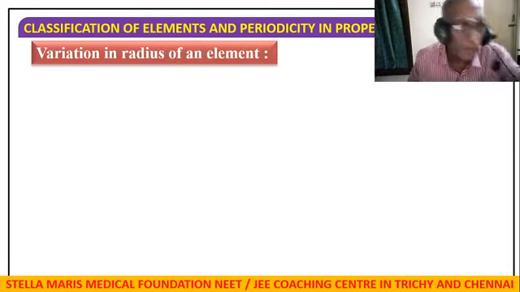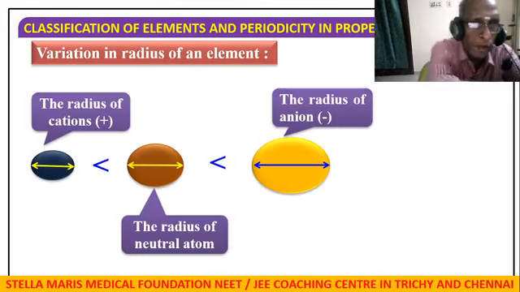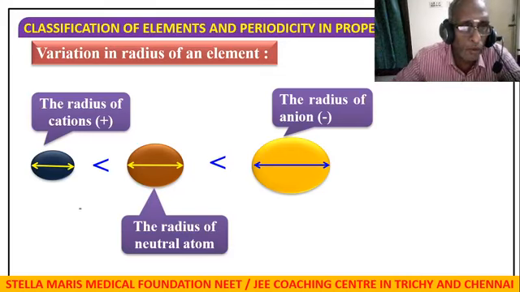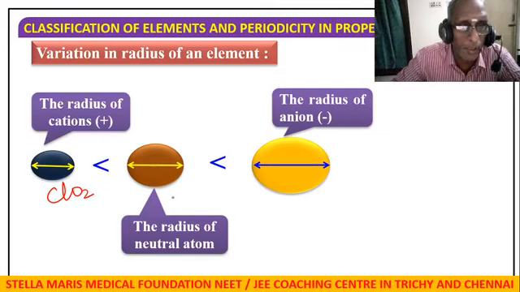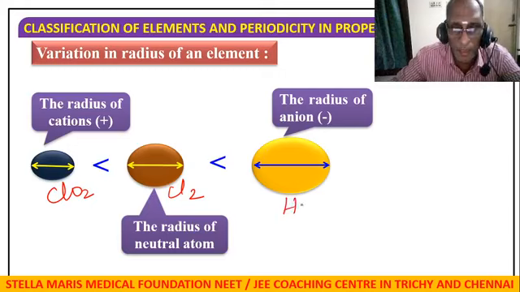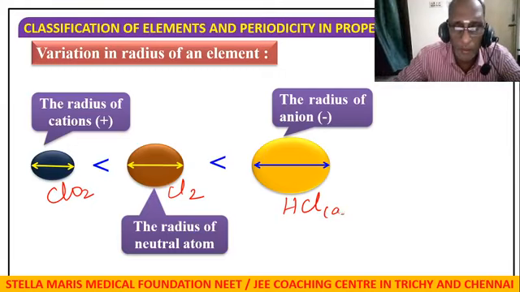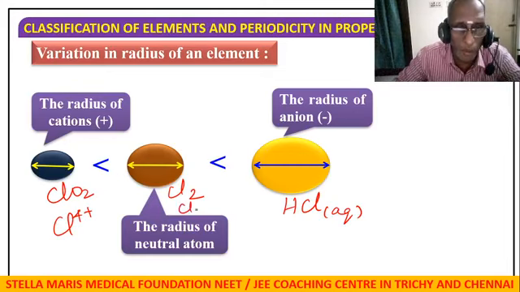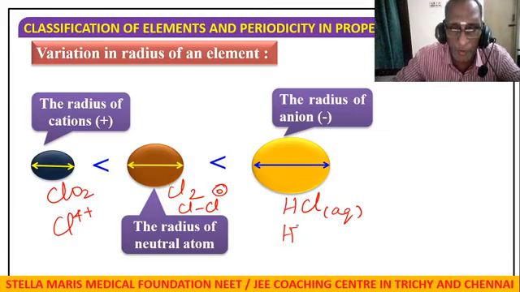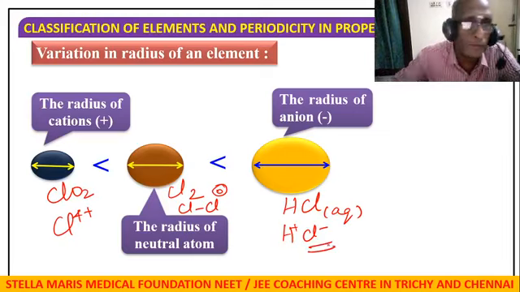So we are discussing the trend of radius of the atom. Let us assume this is chlorine dioxide, where chlorine is the central atom, whereas here it is the chlorine molecule, and here it is hydrochloric acid, that is, hydrochloric acid dissolved in water. In chlorine dioxide, chlorine exists as cation, Cl4+. In the chlorine molecule, chlorine exists as a neutral atom, 0. And in hydrochloric acid, chlorine exists as chloride anion.